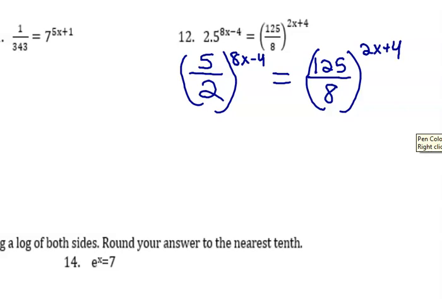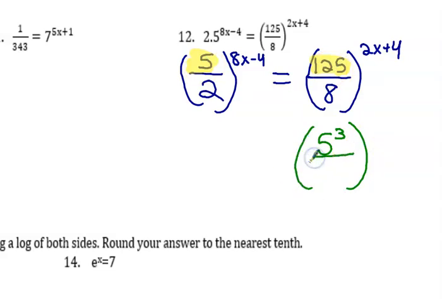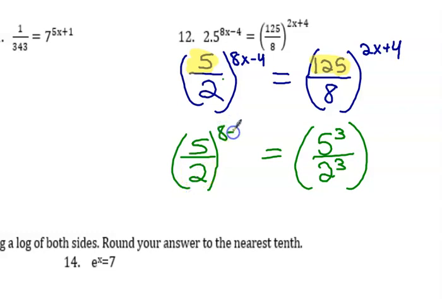So 2.5 is 5 halves. So I'm looking to see this 5, and then this is 125. So how on earth can I get from 5 to 125? Well, that base would be 5 to the 3rd to get to 125. And then 2 to the what would give me 8? Well, that's 2 to the 3rd. Okay? Now we have the same bases. A little bit more tricky because we've got fractions in the mix, okay?